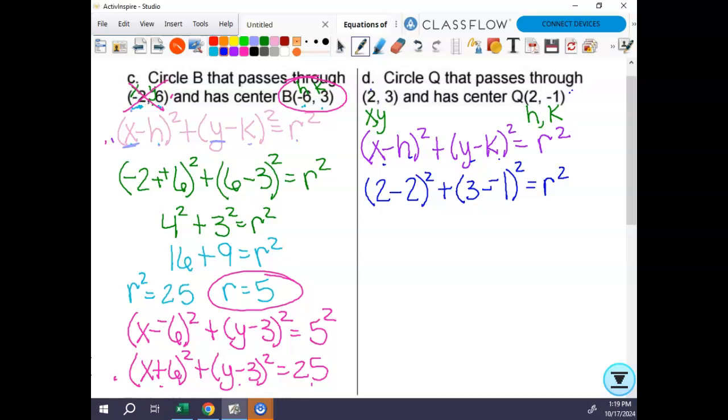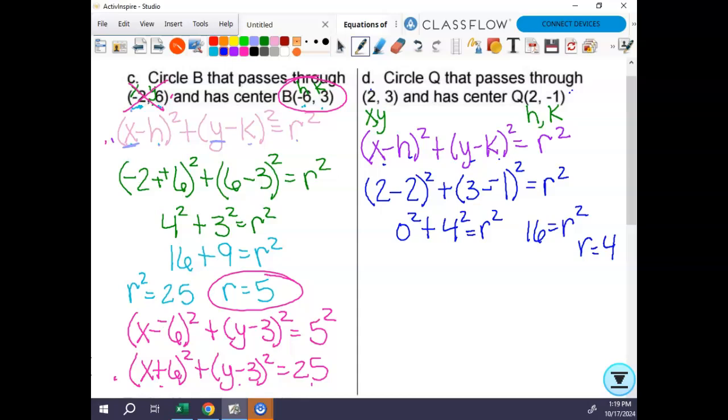All right, so what's 2 minus 2? 0. So I get 0 squared plus 3 minus a negative 1 is what? 4 squared equals r squared. So that means that 16 equals r squared and r equals 4. Any questions about where r came from?